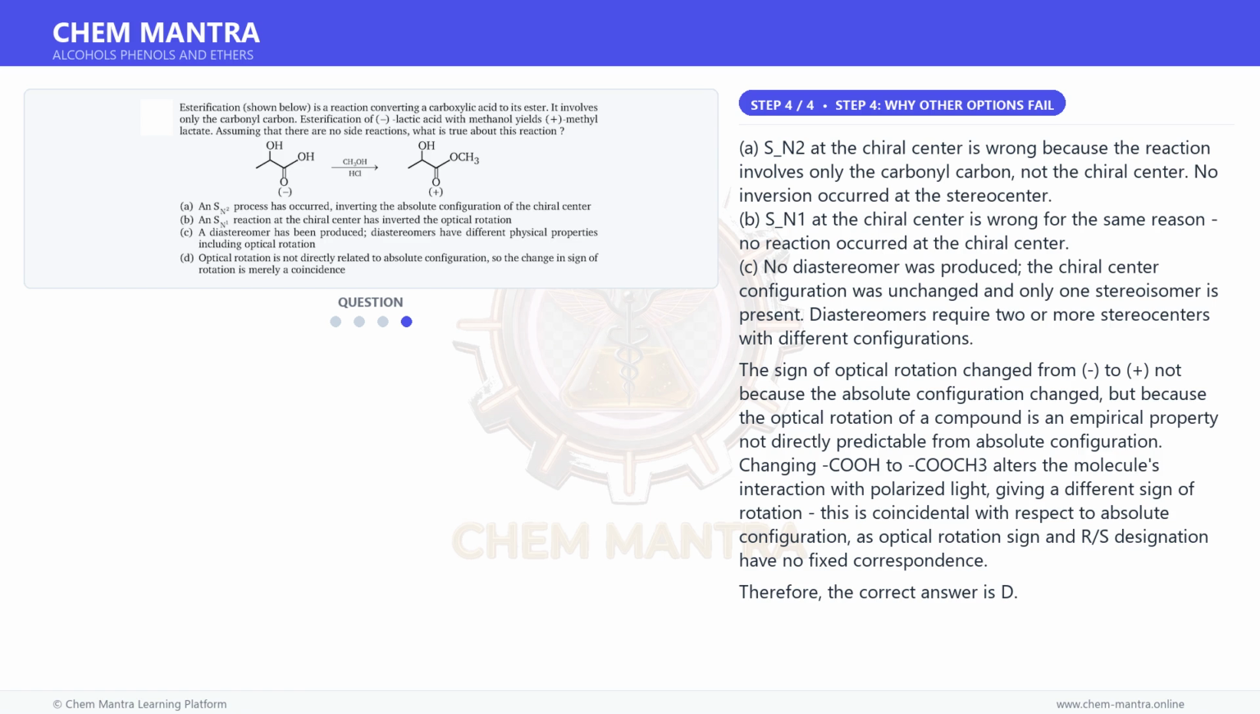The sign of optical rotation changed from dash to plus, not because the absolute configuration changed, but because the optical rotation of a compound is an empirical property not directly predictable from absolute configuration. Changing CH2OH to CH2OR alters the molecule's interaction with polarized light, giving a different sign of rotation. This is coincidental with respect to absolute configuration, as optical rotation sign and R/S designation have no fixed correspondence.